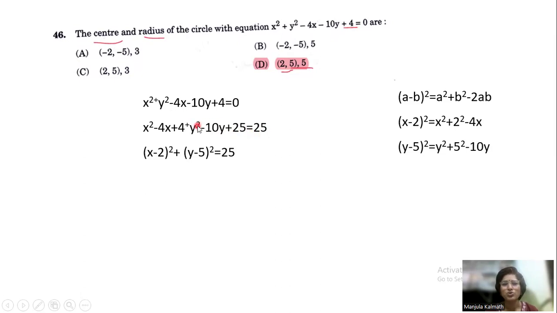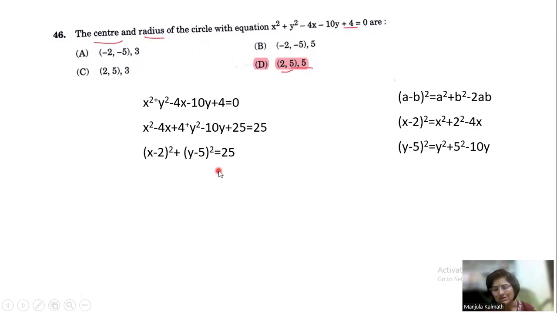So now this whole term I can write in this format, that is (y − 5)². That is y² plus 5² minus 2 into 5 into y. We can write it in this format: y² and 5², and 2 into 5, 10 into y, that is 10y. So this is one term and this is another term, equals 25 here.